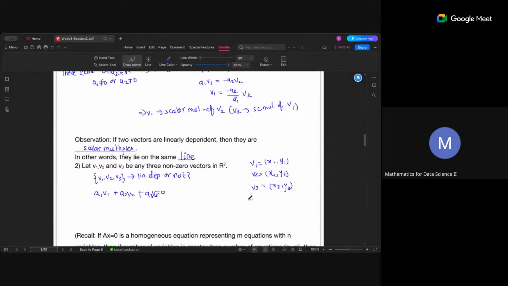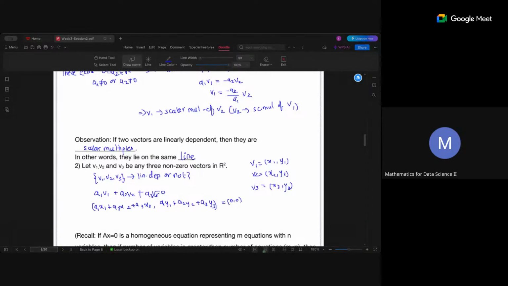So it means what you have is (A1 x1 plus A2 x2 plus A3 x3, A1 y1 plus A2 y2 plus A3 y3) is equal to (0, 0). I have just rewritten this. This step is fine, right? Yes, ma'am. Ma'am, can I say that with two variables and three equations it is dependent in R2? Sorry, two equations and three variables, that's why it is dependent.